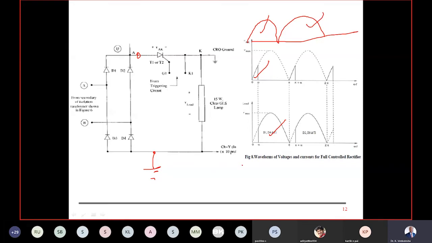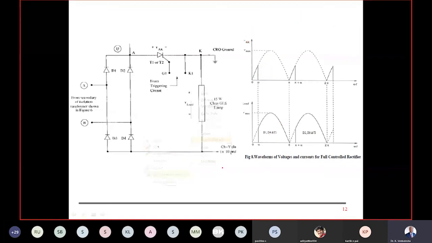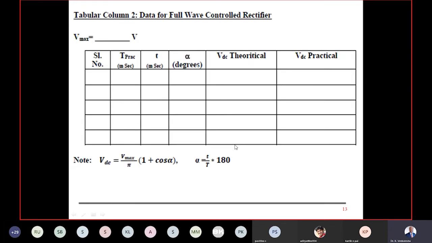That's a basic idea. Basic idea you should have. Okay, again what we do? We put one multimeter here. Multimeter, we put in the DC mode. So we note the DC voltage. Here the voltage will be almost double. Almost 220 we are getting.